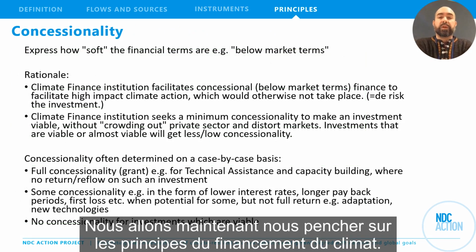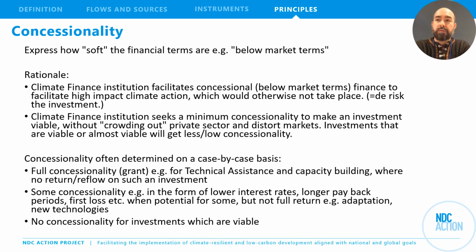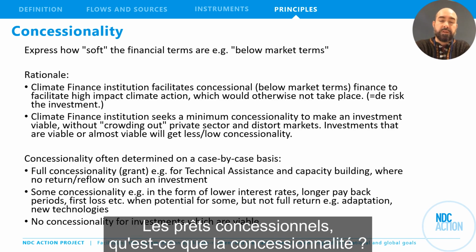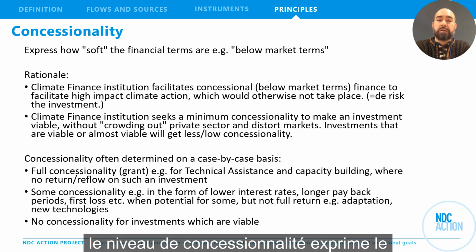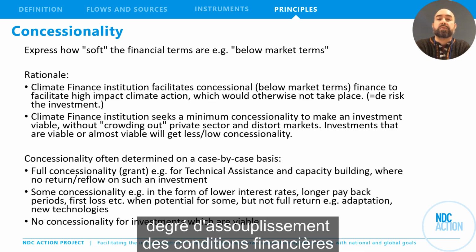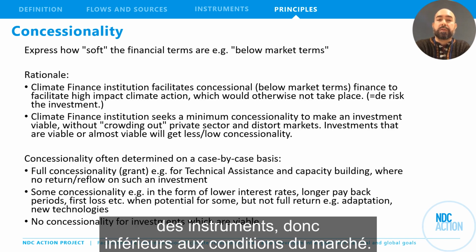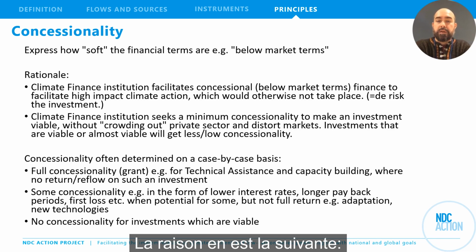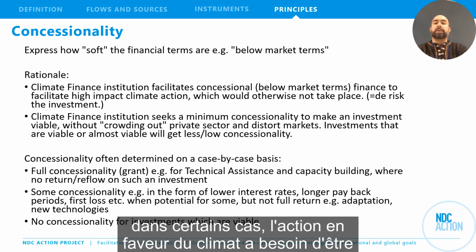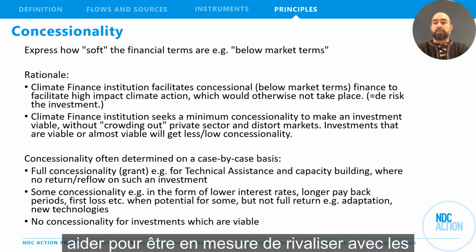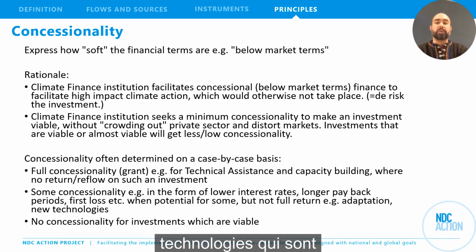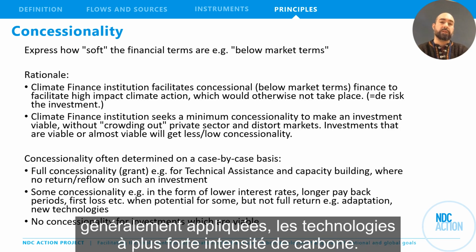So now we'll look at the principles of climate finance. We talked about some of these aspects already. So concessional loans. So what is concessionality? As mentioned, the level of concessionality expresses how soft the financial terms of the instruments are. So below the market terms. And the rationale for this is that climate action in some cases needs to be helped to be able to compete with the technologies that are usually applied, the more carbon intensive technologies.